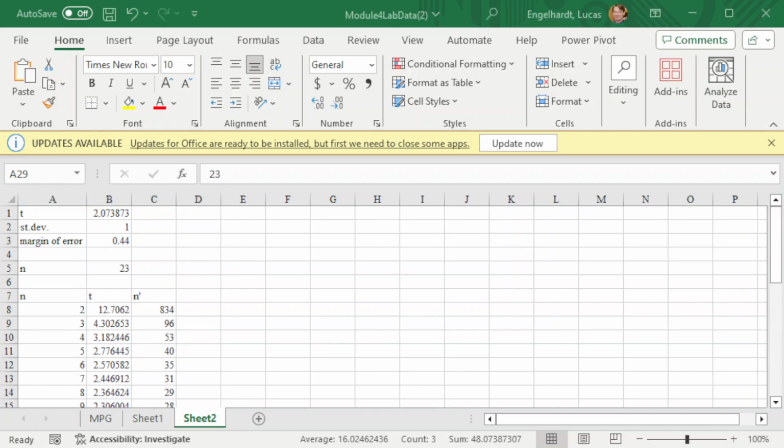So now you have some idea of how we can use both the tools that are built in and also how we can build templates inside of Excel to figure out what confidence intervals are, and then also to use that knowledge to figure out, if we have a target margin of error, what sample size we need in order to hit it.